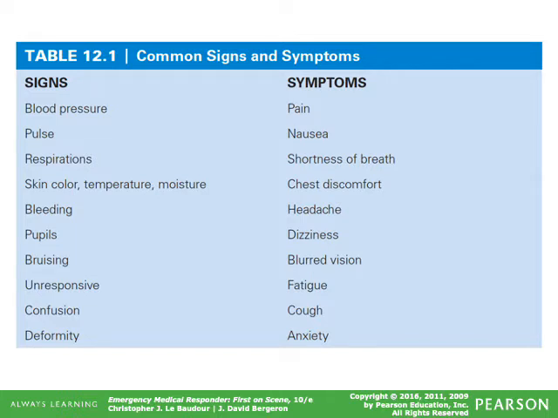Symptoms, on the other hand, are things that the patient feels. Some common symptoms are pain, nausea, shortness of breath, chest discomfort, headaches, dizziness, blurred vision, fatigue. Cough can be something that could go under a sign or a symptom, or anxiety. You can see the signs of anxiety, but not really the symptoms that the patient's actually feeling. But you can measure some abnormal signs that occur because of an anxiety attack. So the takeaway from this is signs are things that you can observe through your senses, and symptoms are what the patient feels, and a lot of times they have to actually describe it to you.